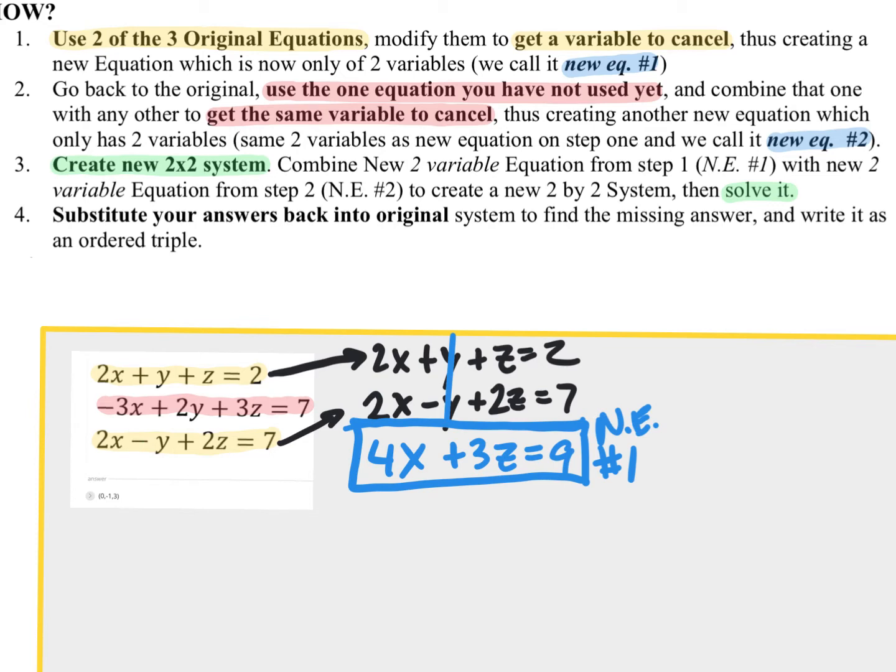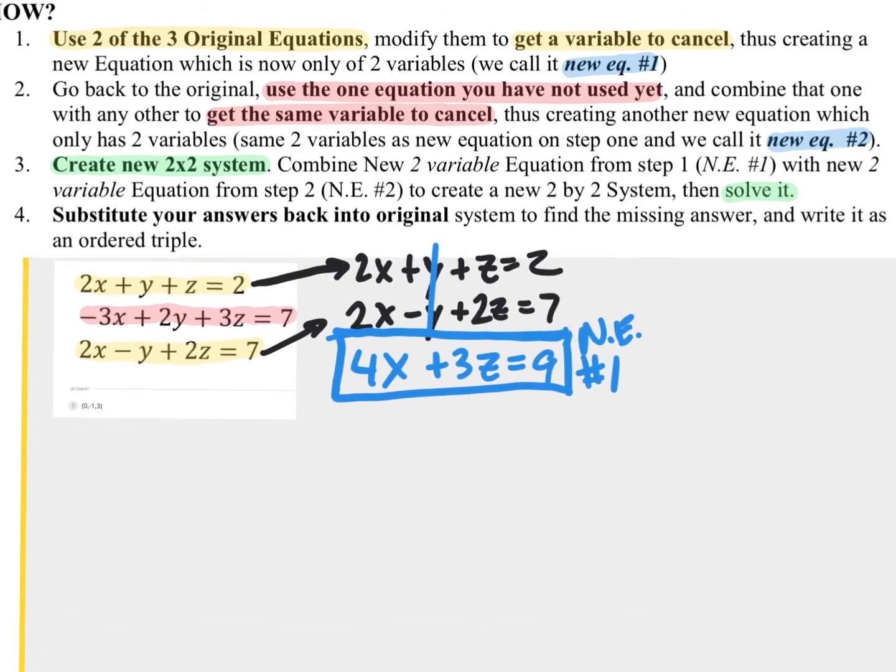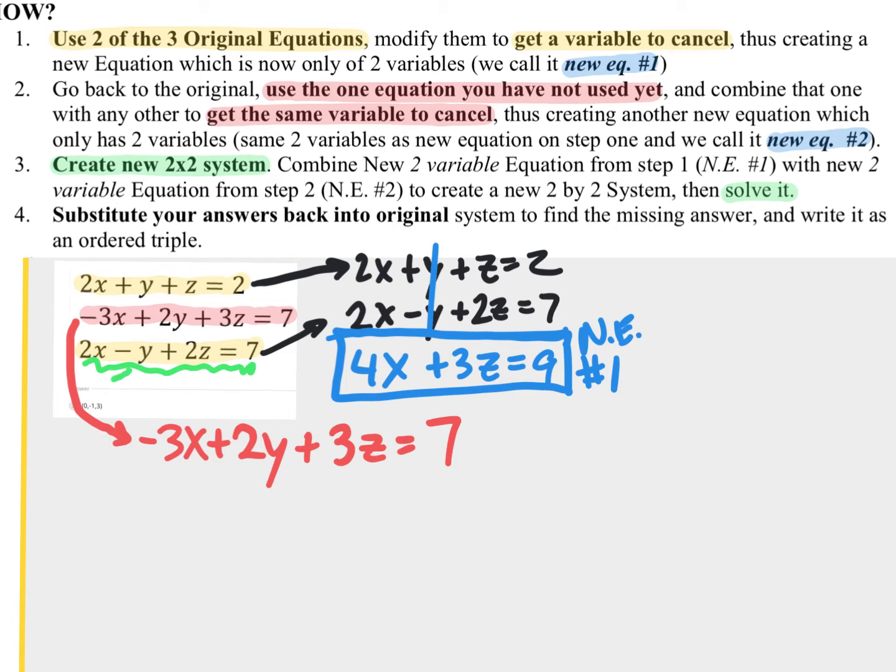Okay, so how about this? We're going to use that middle equation, the one we haven't used. I'm just going to rewrite it right here. It's going to be negative 3x plus 2y plus 3z equals 7. And the reason why I rewrote it is because I know that when I use the bottom one or the top one, I'm going to manipulate the other one that I use in yellow to get that 2y to cancel. So I'm going to use the bottom equation. I'll underline it in green. And I'm going to put an arrow over here, and some notes to myself.